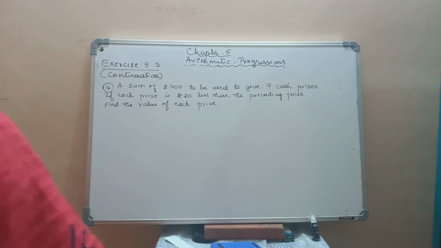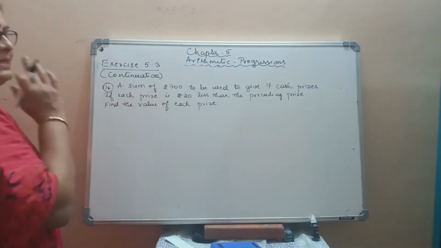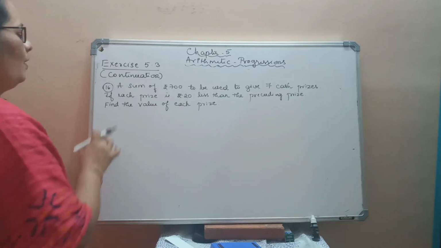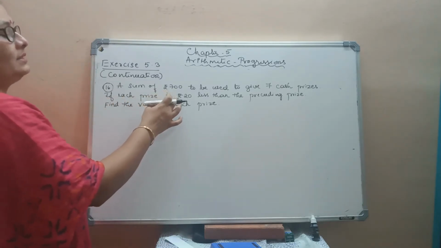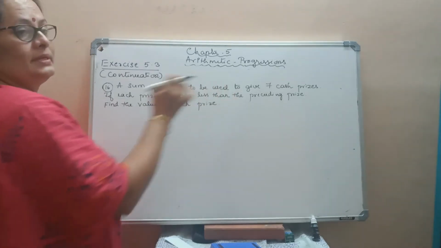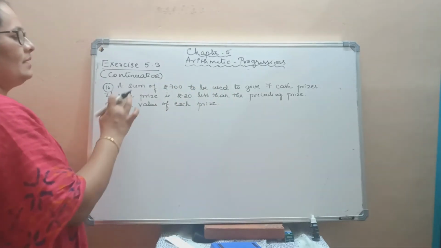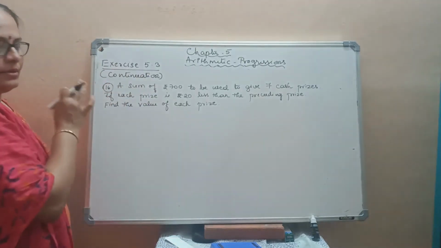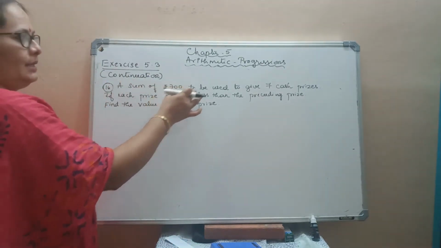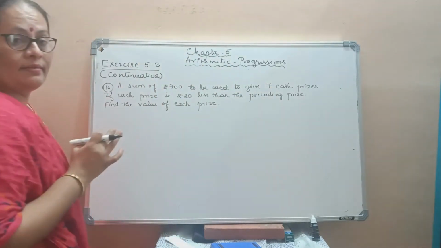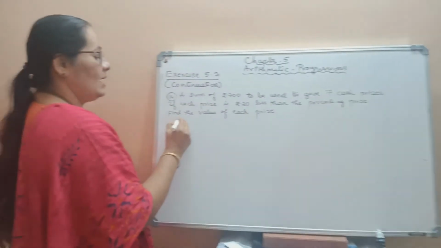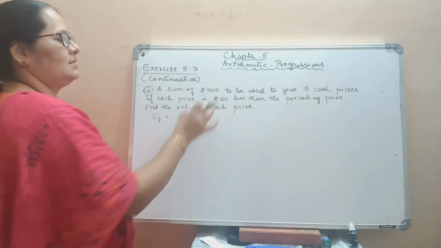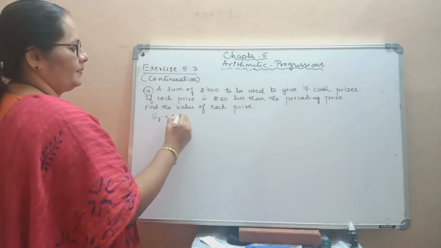Next, question number 16. A sum of rupees 700 is to be used to give 7 cash prizes. Each prize is rupees 20 less than the preceding prize. Find the value of each prize. Total amount, a sum of 700, to be used to give 7 cash prizes. That means S7, the sum of the 7 cash prizes, is rupees 700.